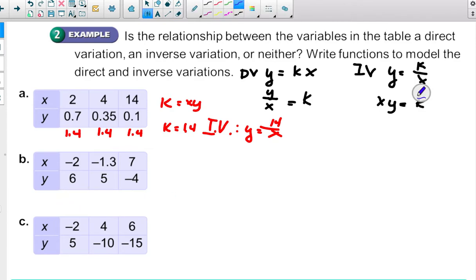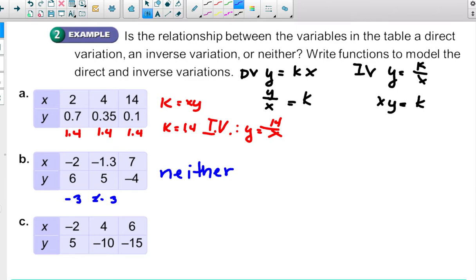All right, so now let's try division. Now remember up here, it's y divided by x. So 6 divided by negative 2 is going to give us negative 3. 5 divided by negative 1.3 is not negative 3. So we can't get a constant of variation by multiplying, and we can't get a constant of variation by dividing, so this one is neither. And if there is no direct or inverse variation, then there is no function that we can model at this stage.